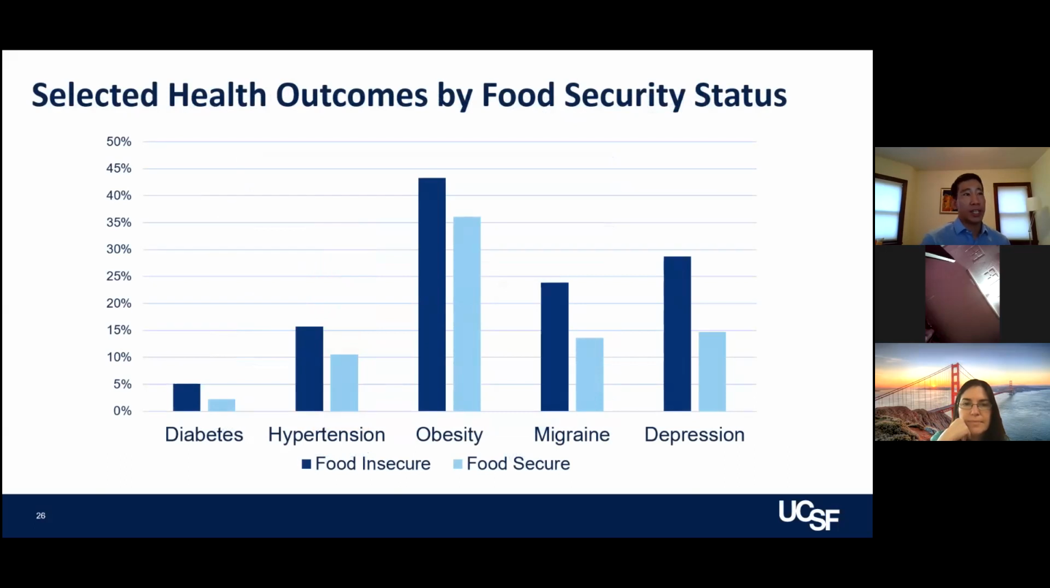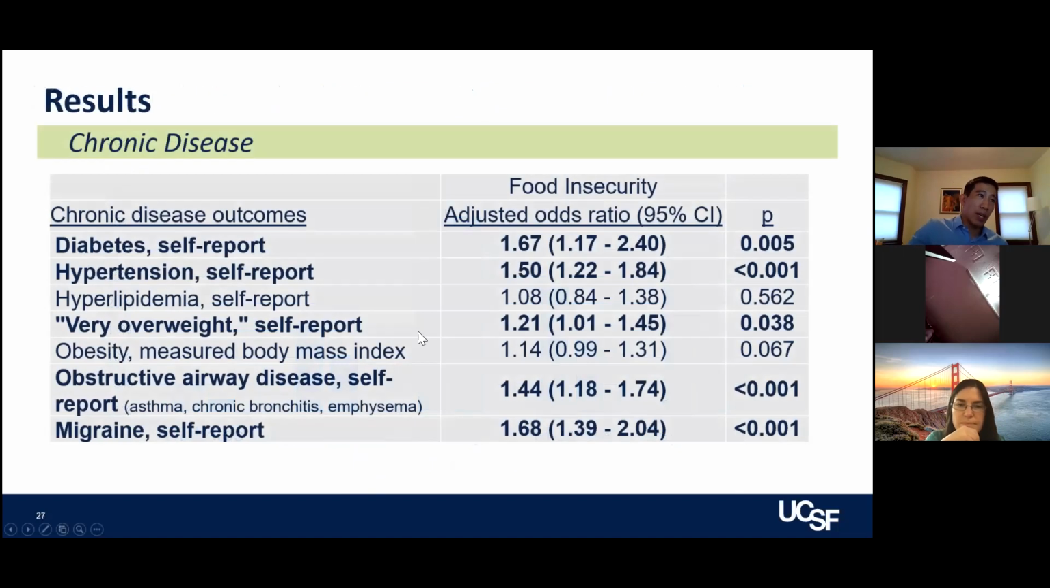And then these are just unadjusted comparisons. The dark blue is people who were food insecure, and the light blue is people who were food secure. In general, you can see that each of these health outcomes had a higher prevalence in the food insecure group. So food insecure people had higher rates of diabetes, hypertension, obesity, migraine, and depression.